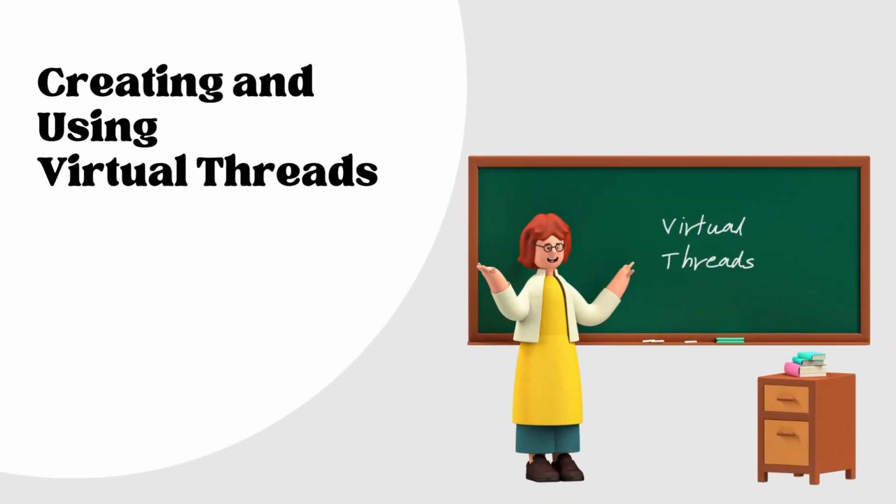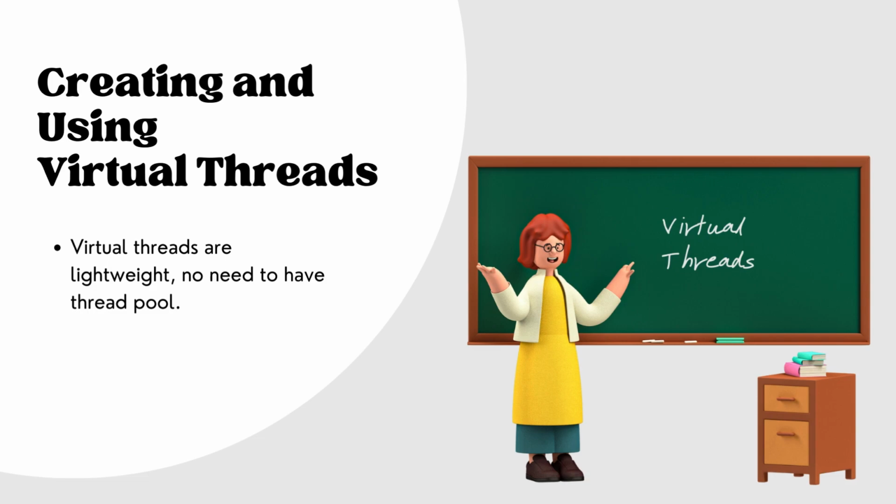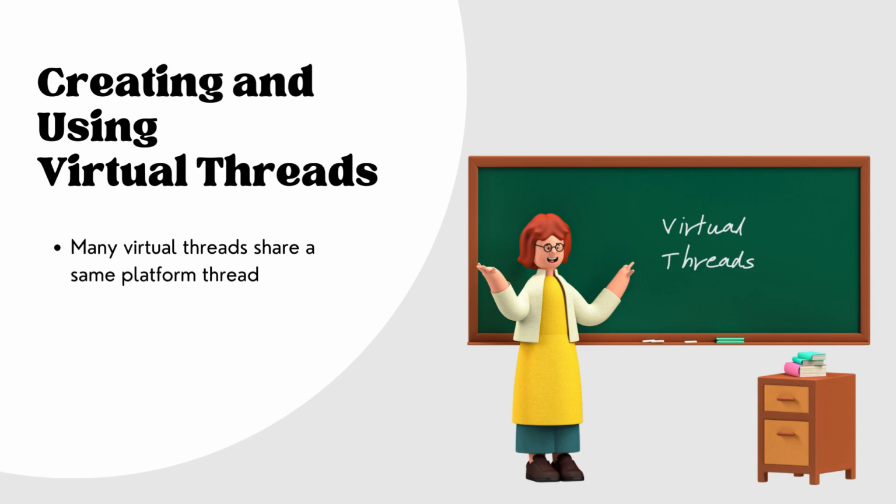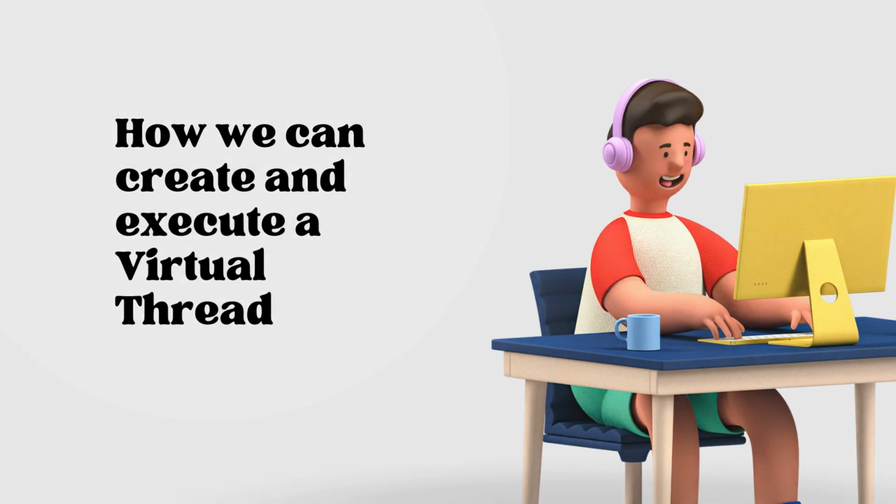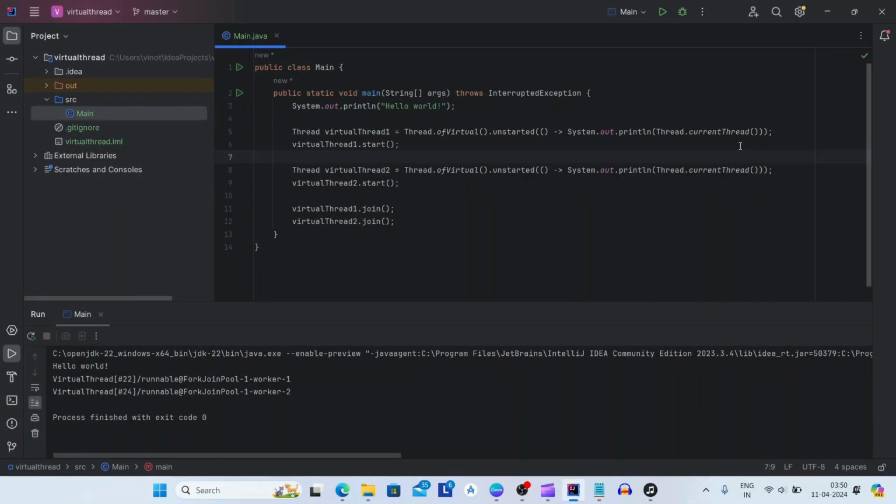Creating and using virtual threads. Virtual threads are so lightweight that we do not need to pool them anymore. A virtual thread runs on top of a platform thread. Many virtual threads share the same platform thread. Let's see how we can create and execute a virtual thread. I'm having my IDE with a Java project. This is how we could create a virtual thread. On executing this main class each time, both of the virtual threads are running in either the same worker thread, that is platform thread, or different threads.